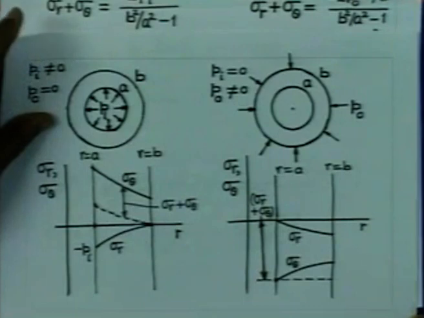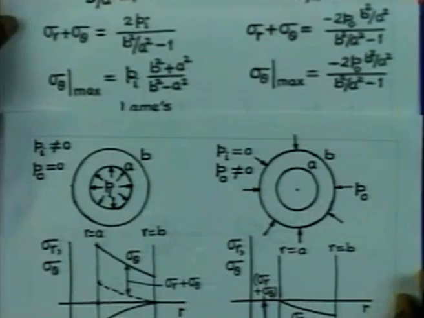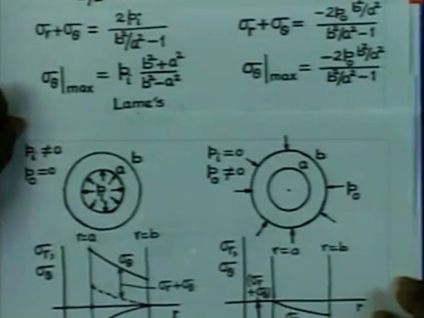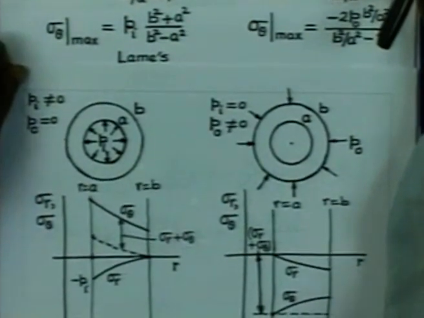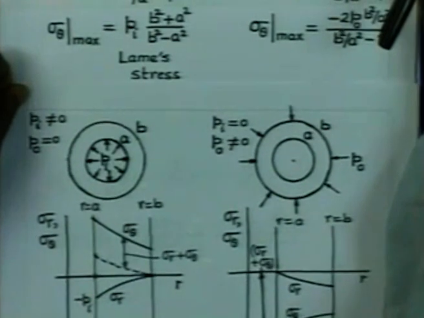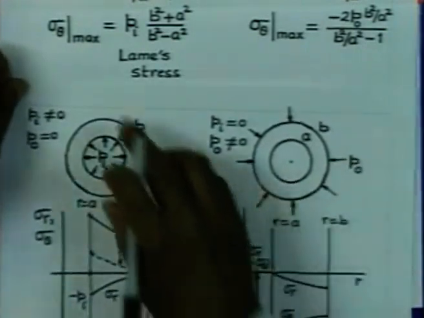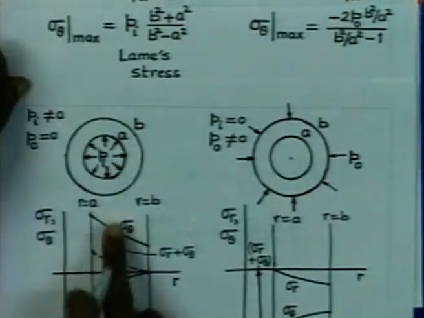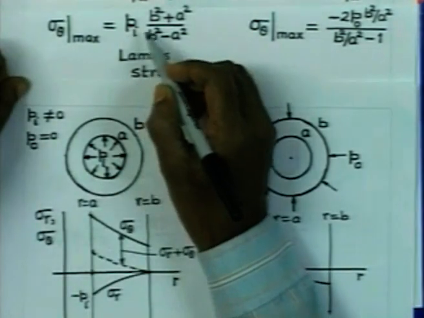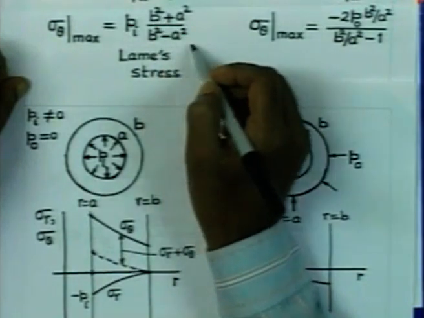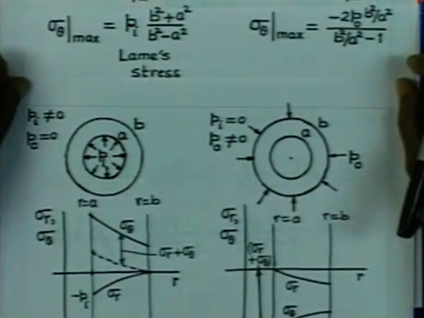These stresses are very important from the point of view of design, so let us look into their values. If you consider the internally pressurized cylinder, the maximum hoop stress that is going to come up at the internal radius is given by Pi into B square plus A square divided by B square minus A square. This particular stress is known as the Lame stress. It was first calculated by Lame.